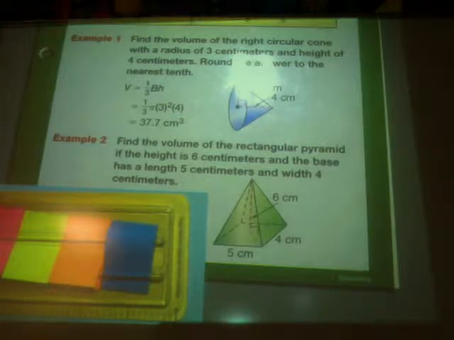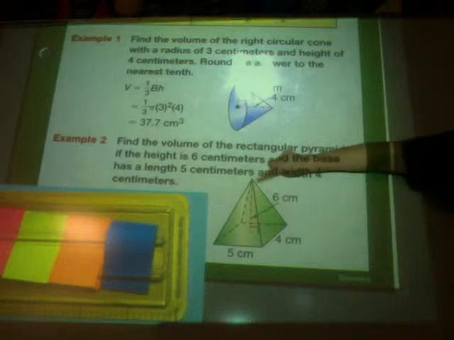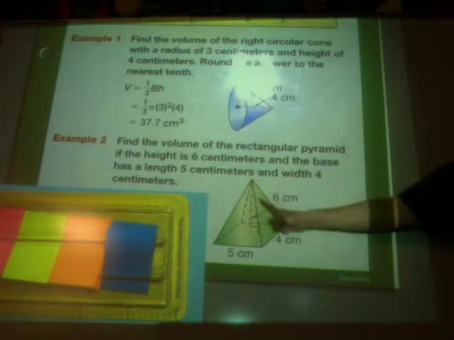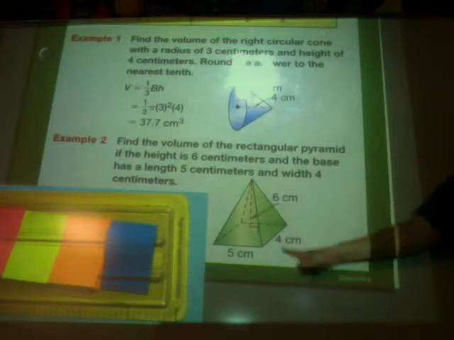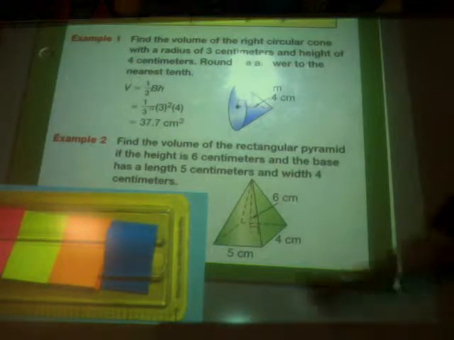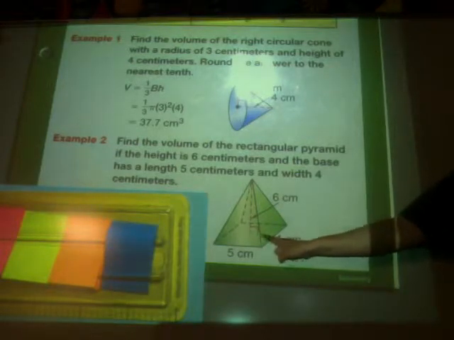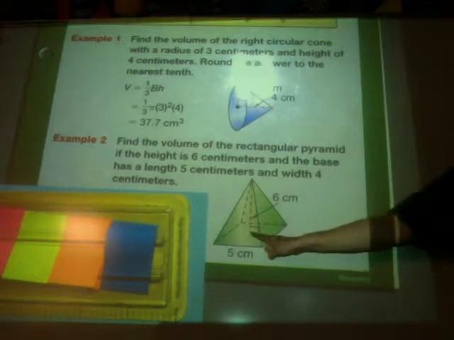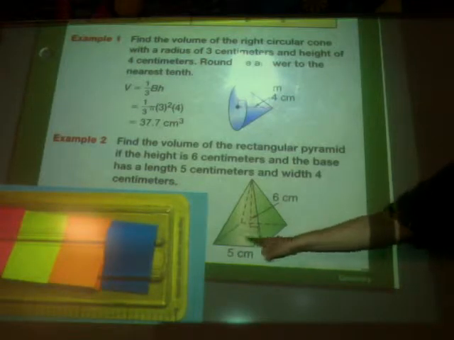Okay. Be careful on pyramids. Pyramids are a lot more confusing than cones. They can give you the lateral edge. They can give you the slant height, which is neither of what you need for volume. What's the distance from here to here? If the whole distance is 5, what's the distance from here to here?